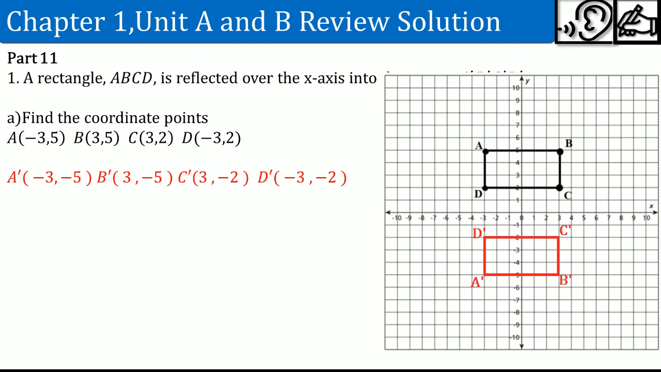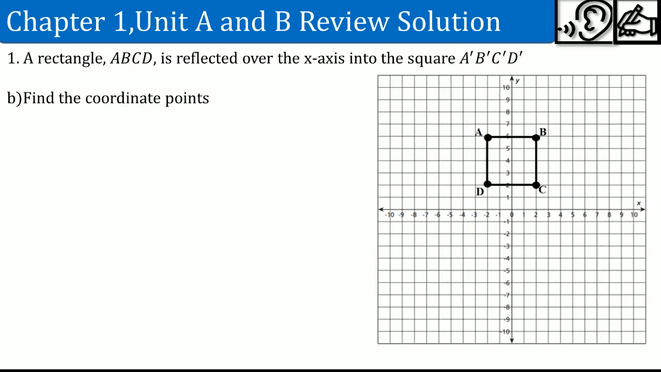All I did was notice, during the reflection over the x-axis, what changes? Only the y changes. So it was a positive 5, it became a negative 5. The 5 became a negative 5. The 2 became a negative 2. The 2 here became a negative 2. The x value stays the same during a reflection. Okay? Worst comes to worst, just draw the picture, reflect it, then get the points.